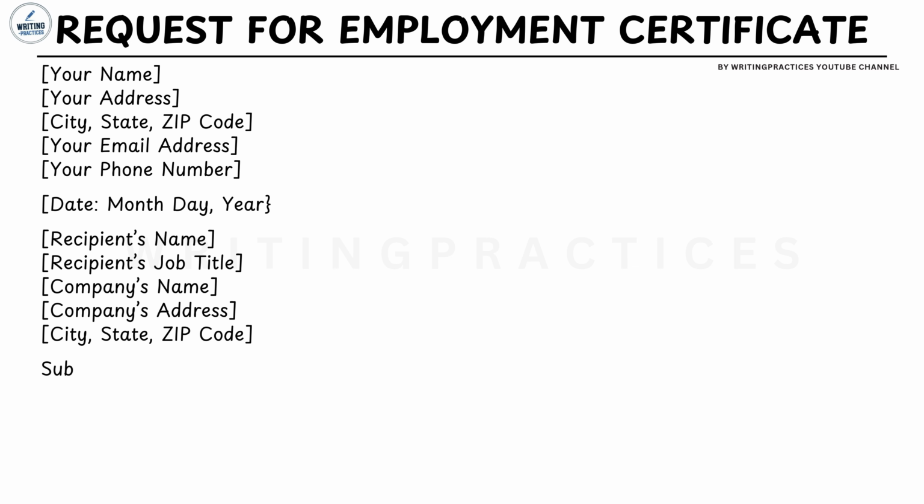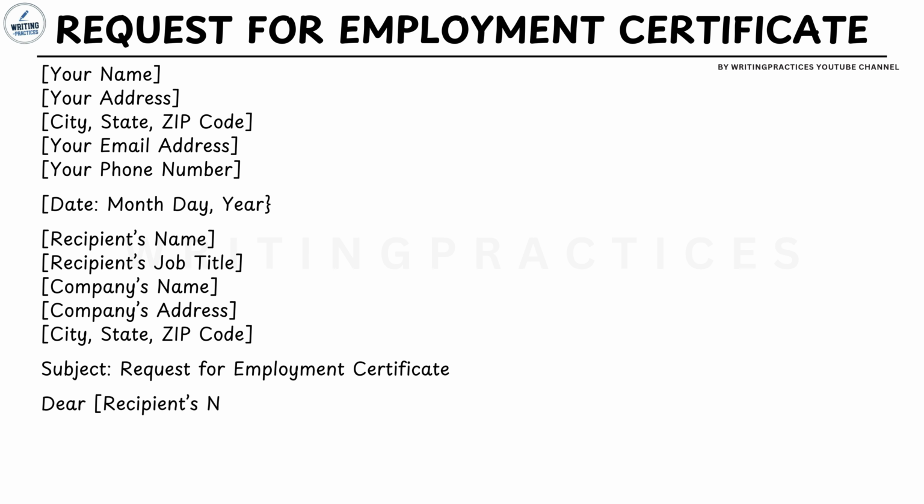Subject line. The subject line comes next, serving as a concise summary of the purpose of the letter. In this case, it would read, Request for Employment Certificate. A clear subject line is especially helpful in ensuring your request is understood immediately, particularly if the recipient manages multiple responsibilities.